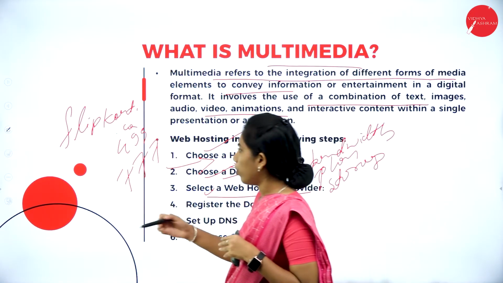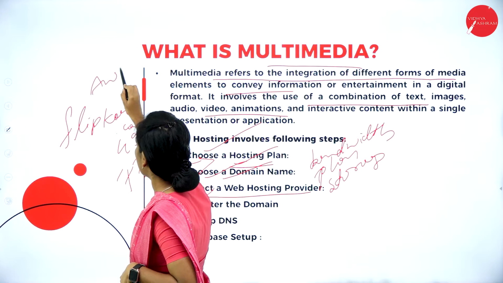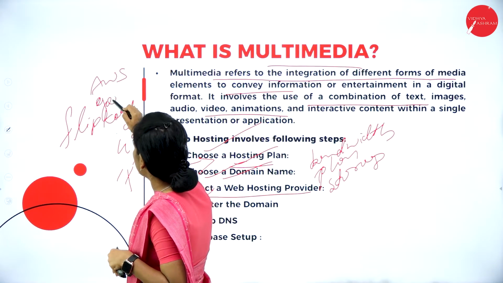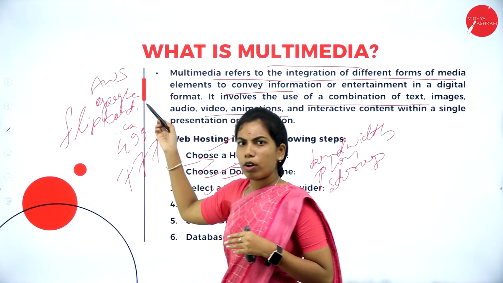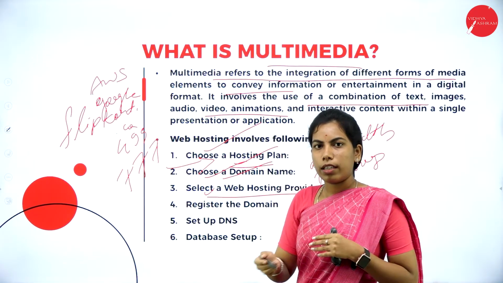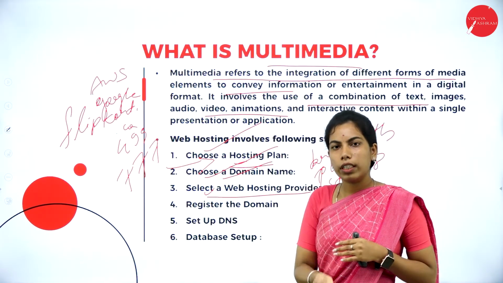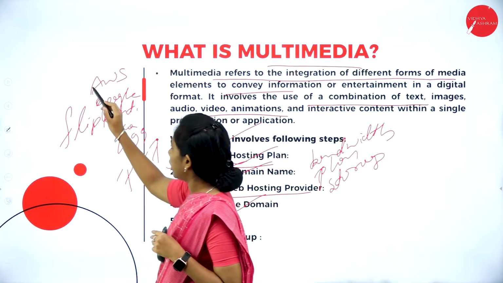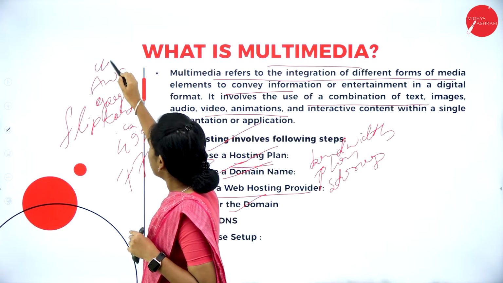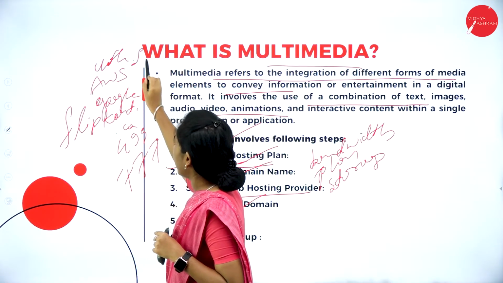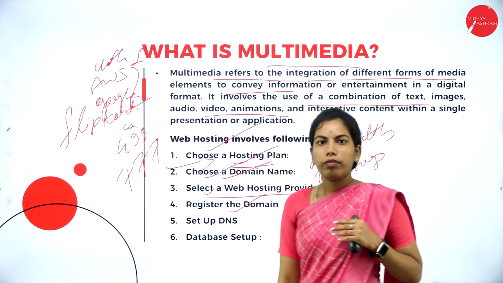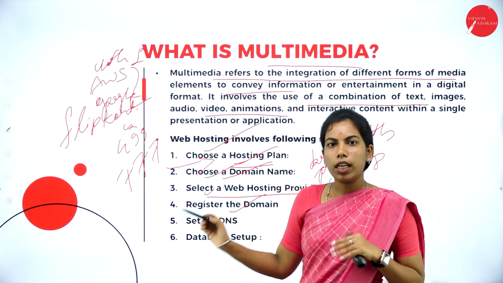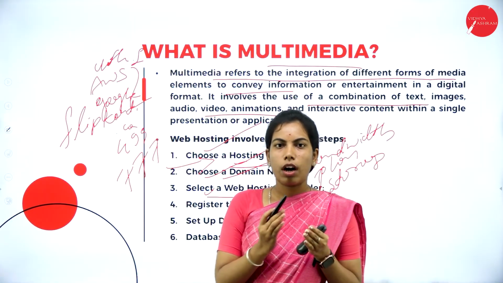For example, web hosting providers like AWS and Google Cloud. These are some of the web hosting cloud platforms, right? So we have to choose according to our needs. And next, register the domain. For example, if you create a cloth factory, you have to register it with the government certificate. Then only is that website secured or not.